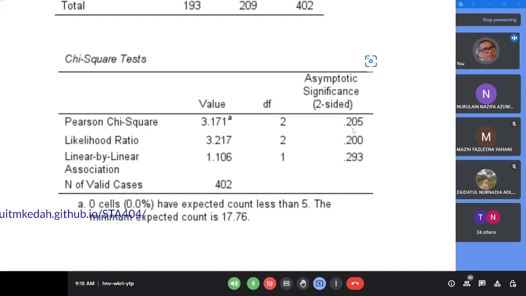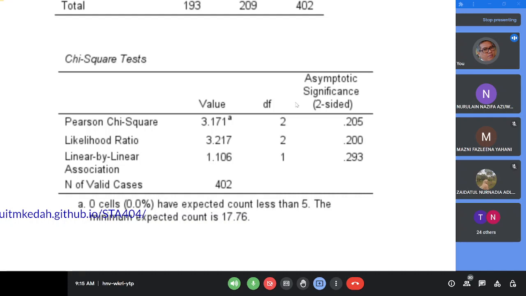So in this case, you will reject the null hypothesis if this value is less than 0.05. However, you should note that this value is given in the form of two-sided. And you know that chi-square test is a one-sided distribution. So that means you have to divide this by 2 in order to get the correct value. So divide this by 2, you get 0.1025, which is still greater than 0.05. So in this situation, you fail to reject the null hypothesis.